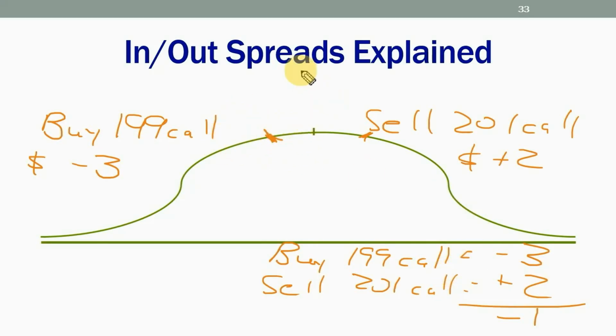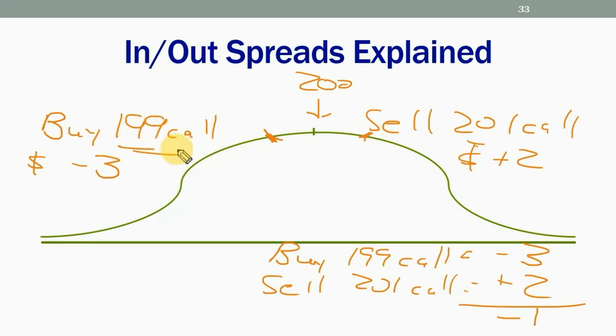Why do we call it an in-out spread? Again, the stock's trading at 200. I don't own the stock. One strike in the money, one strike out of the money. The reason you use one strike in the money and one strike out of the money is because it offsets the theta risk. It'll offset the vega risk. You will learn that momentarily. It also provides an extraordinarily high probability of hitting your target price. We'll also explain that. What I want you to understand at this point is the structure.